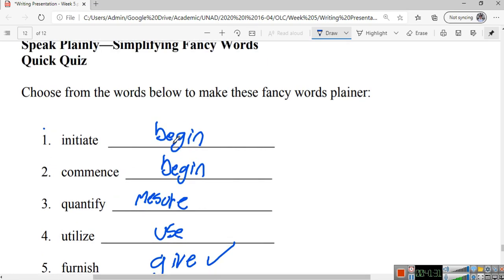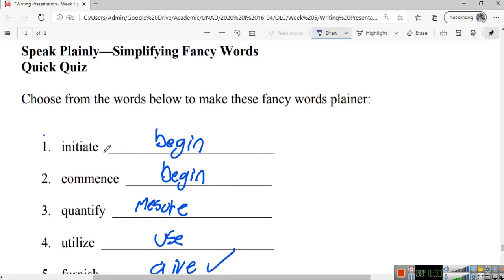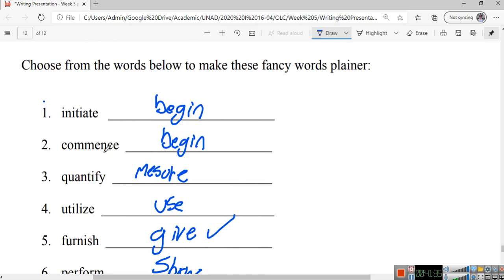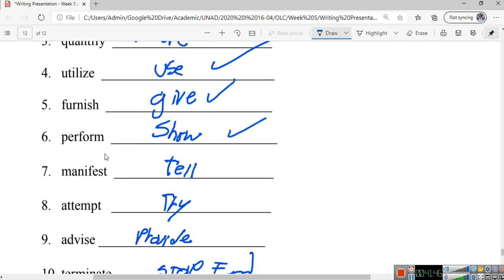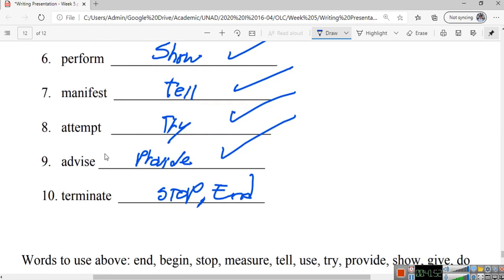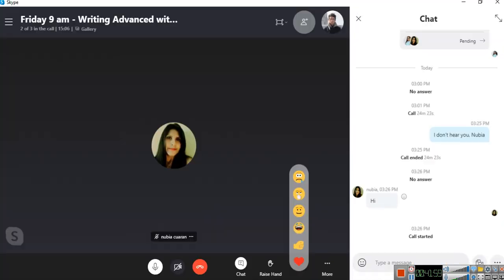So let me review this. We have initiate, begin. This one is correct. Commence, begin; measure, quantify, correct; utilize, use, correct; perform, show, correct; correct, correct; and finally terminate, stop, or end. Very good, Nubia. You got it.